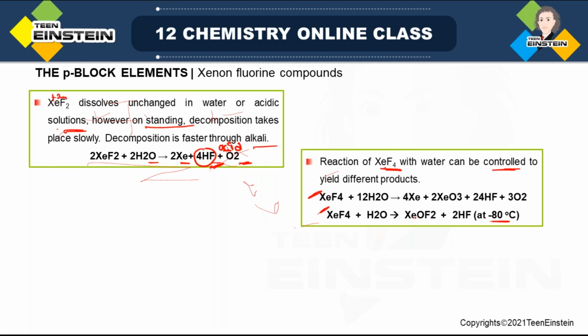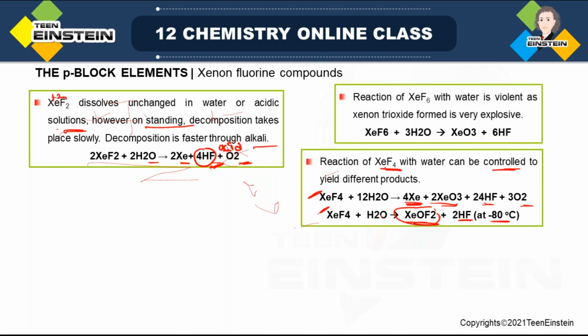When it is partial hydrolysis, the product is an oxyfluoride, that means both oxygen and fluorine are present. But if it is complete hydrolysis, the products are xenon itself, xenon oxide, HF and oxygen. And when it is partial, the products are different. HF is also produced, but now instead of xenon, xenon oxide and oxygen, we get only xenon oxyfluoride. So you can control the reaction product by controlling temperature.